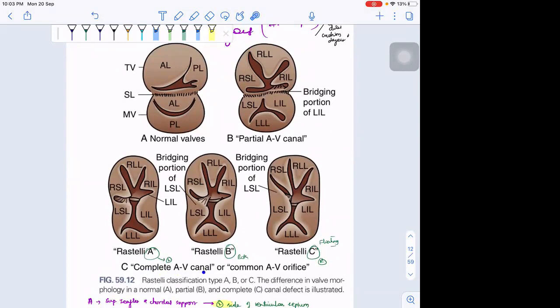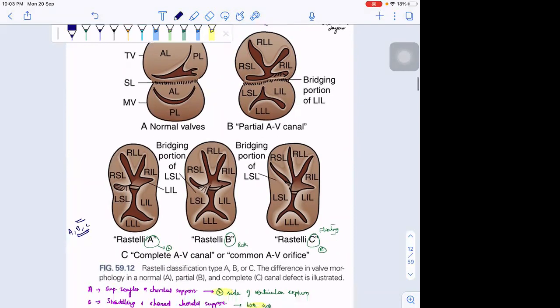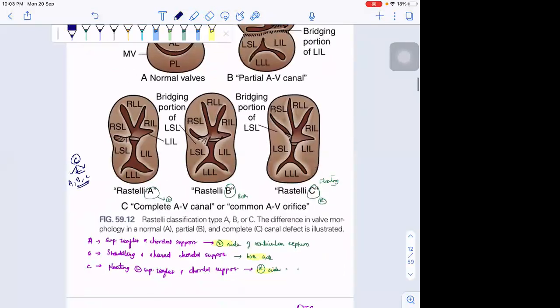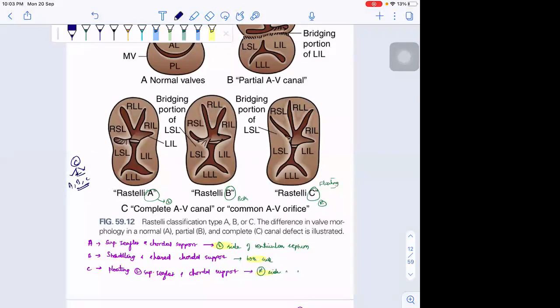The complete AV canal is divided into three types: Rastelli A, Rastelli B, Rastelli C. This is an MCQ: what are A, B, and C? In A, the superior leaflet, or the caudal support of the valve, is attached to the left side of the ventricular septum.